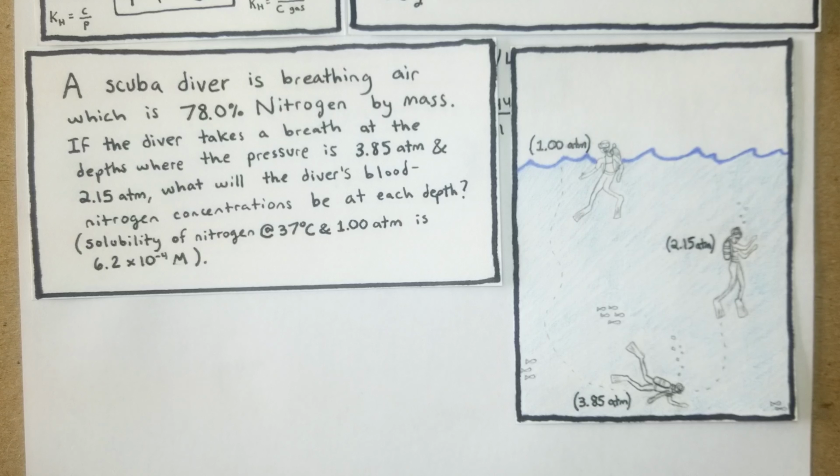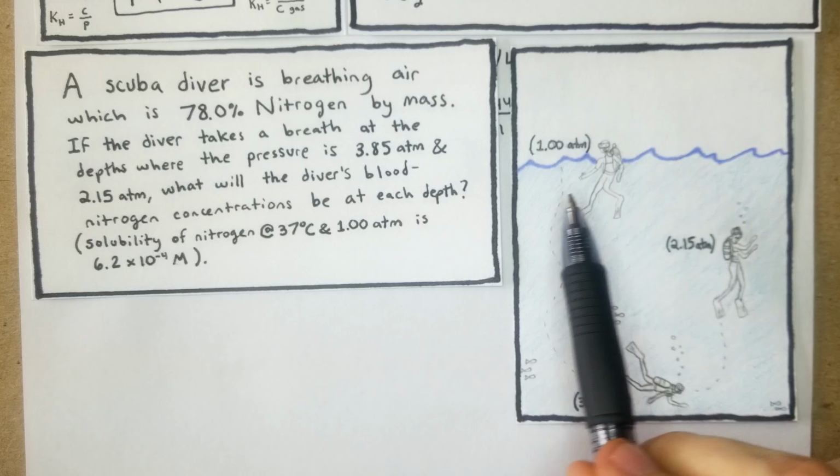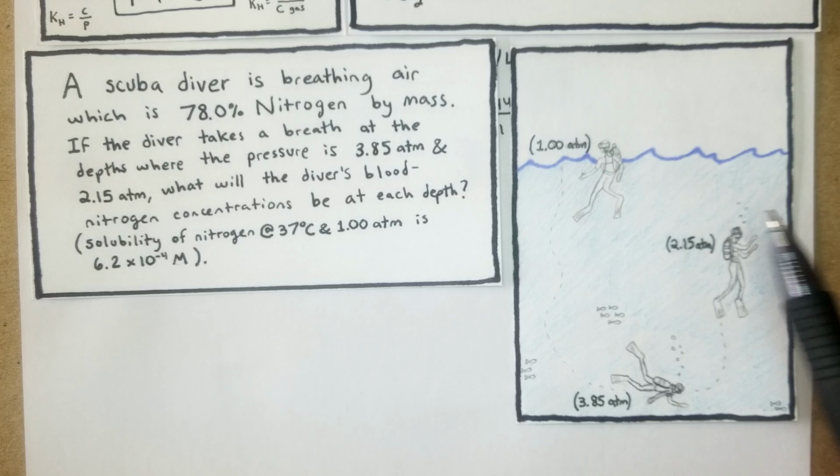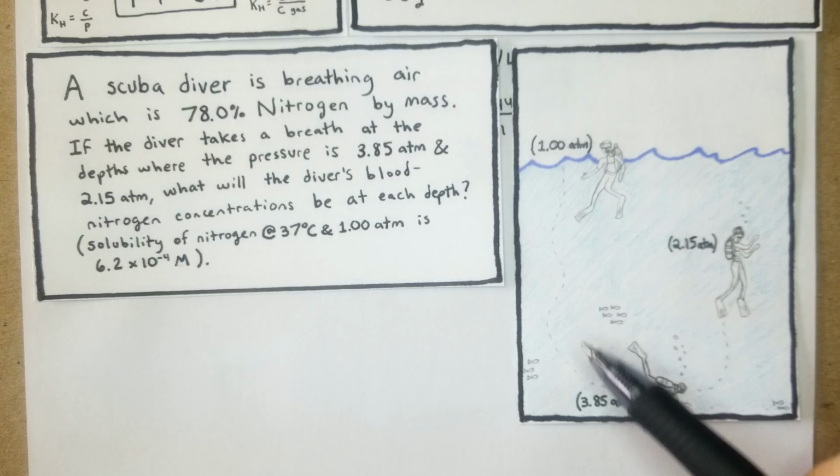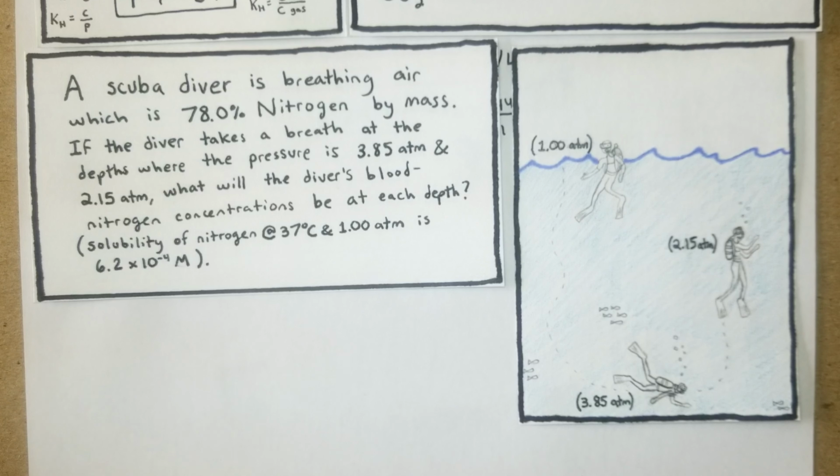So essentially what we have here is, theoretically this is sea level, so 1 atm, and then the diver goes down, we have the 3.85, and then we have 2.15 approximately part of the way back up to the surface. And we're going to assume that as soon as the diver takes this breath, pretty much instantly those nitrogen levels are going to be based only on that breath. So it's a little bit of a stretch in terms of actual logic, but here's what we're going to do to solve this.